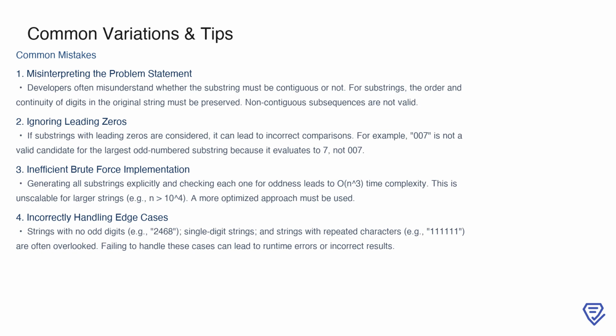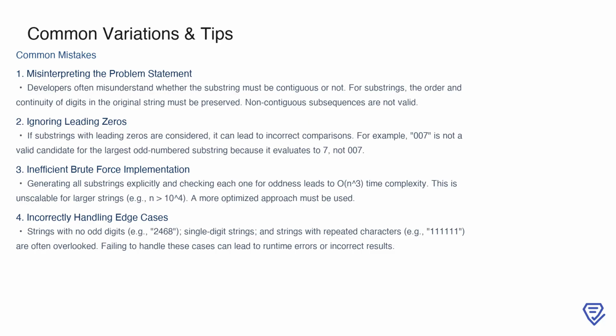Another issue is ignoring leading zeros. Substrings like 007 may look valid at first glance, but they evaluate to the number 7, not 007, which can lead to incorrect comparisons. A third pitfall is relying on a brute force implementation. Generating all possible substrings and checking each one for oddness results in an n³ time complexity, which is unscalable for larger strings. Finally, edge cases are often overlooked.